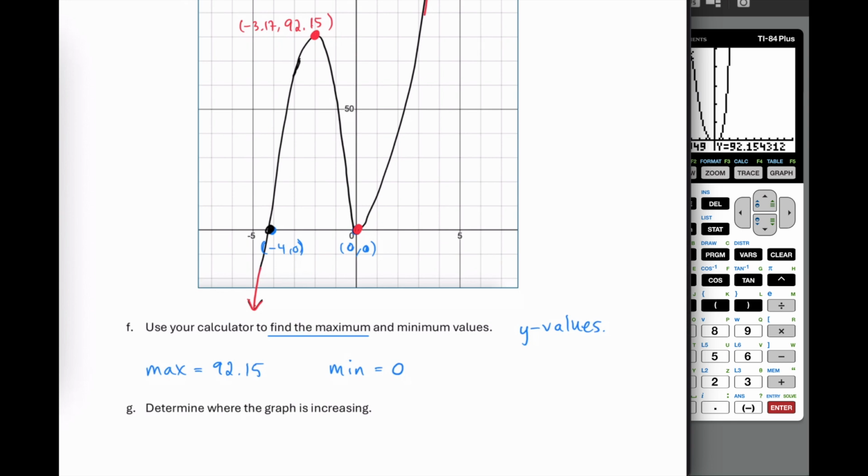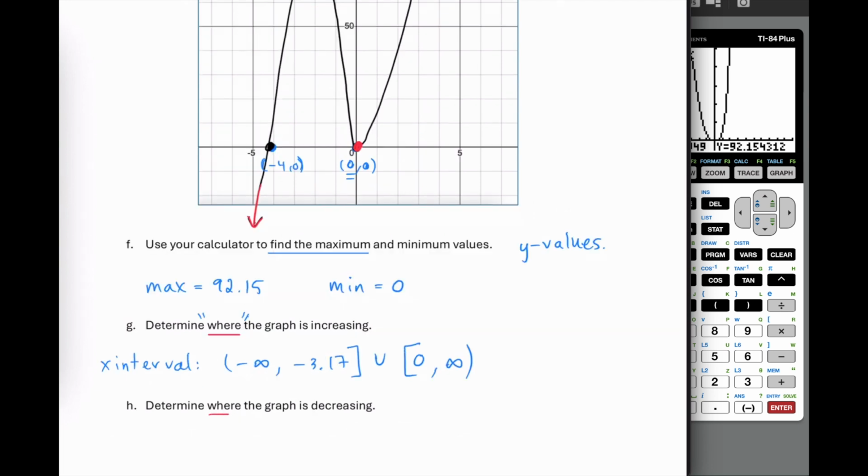Now we're asked to determine where the graph is increasing. Remember, a where question is answered with an x value, or in this case, an x interval. The function is increasing in this region and in this region, and the x value where the function starts to increase is negative infinity. So we begin increasing at negative infinity, and we increase all the way up to the x coordinate, negative 3.17. And we use brackets for the increasing and decreasing intervals. Then we begin to increase again at 0, again with the bracket, and going off to positive infinity, and the infinities are always closed with parentheses.